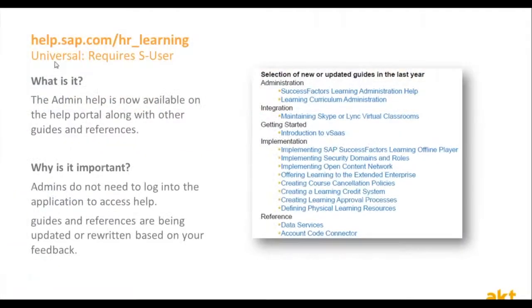So this is a new thing, it's a self-service enhancement. The first thing is help.sap.com learning. Until now, if you wanted help for something in learning, you needed to go to the system itself and click on the help button on every page. Now all the help on all the menus and all the guides and all the references are in one place in the admin portal. It's universal, but you need an S user to enter the portal. It's a very important tool.